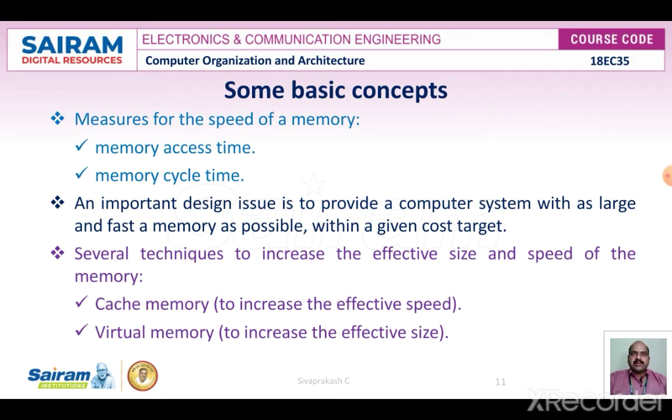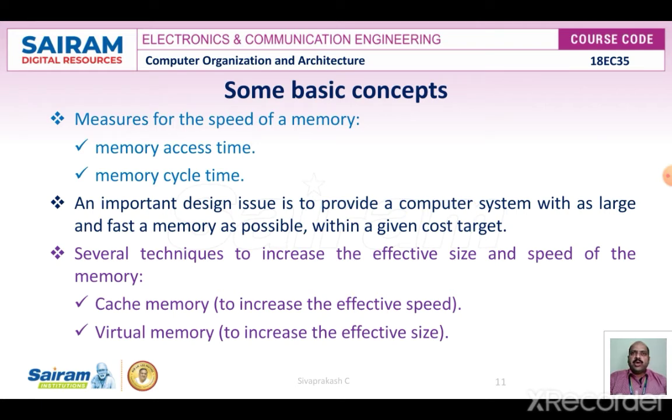Another important measure is the memory cycle time, which is the minimum time delay required between the initiation of two successive operations, for example, the time between two successive read operations. The cycle time is usually slightly longer than the access time, depending upon the implementation details of the memory unit.